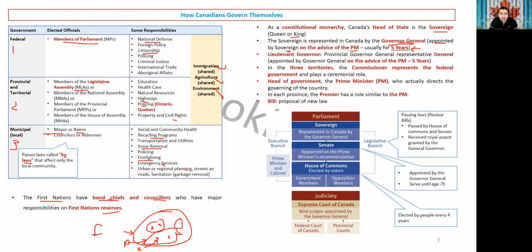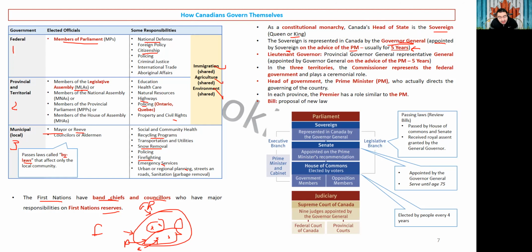Okay, and who actually appoints the governor general? The sovereign, the queen or king of England. So the governor general represents the queen on the federal level.